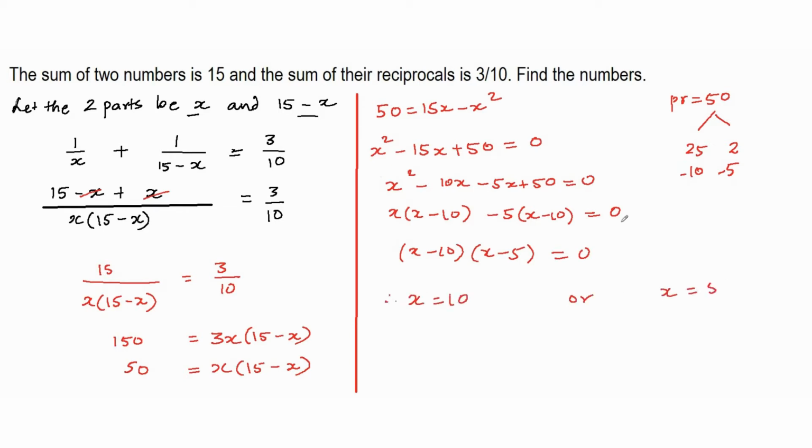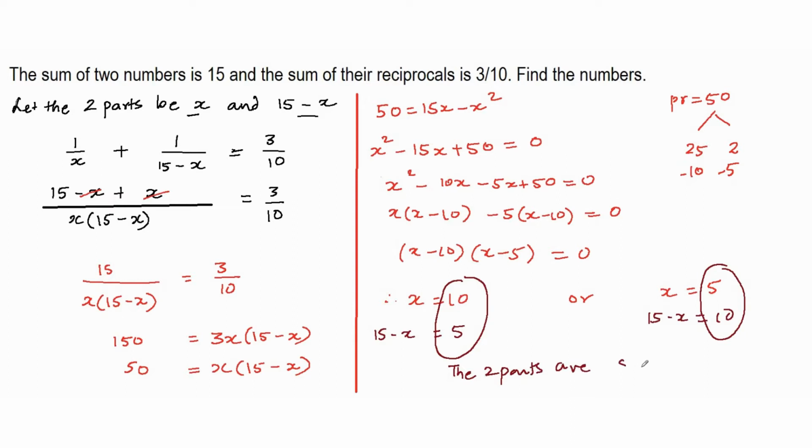Both are positive, so both are valid numbers. Now, in case x is 10, then 15 minus x is going to be 5. And in case x is 5, then 15 minus x is going to be 10. So in both cases, you will observe that the two parts are 5 and 10. Right, so I can say the two parts are 5 and 10.